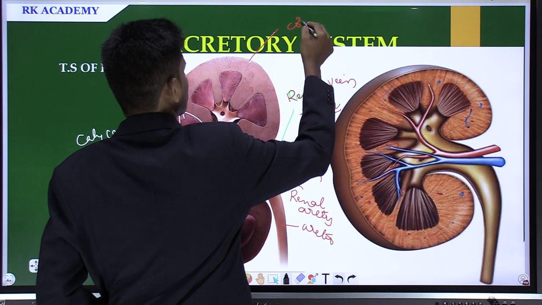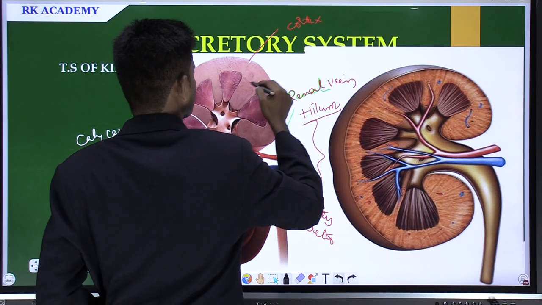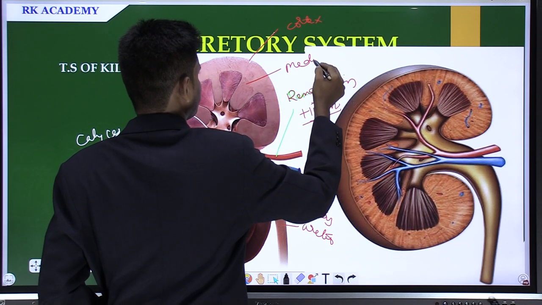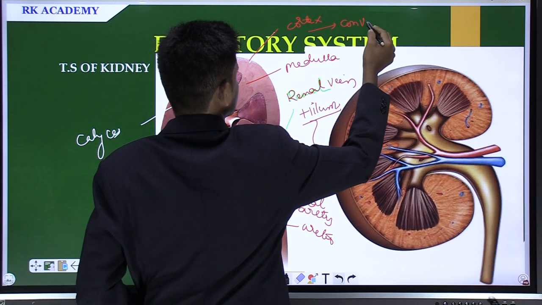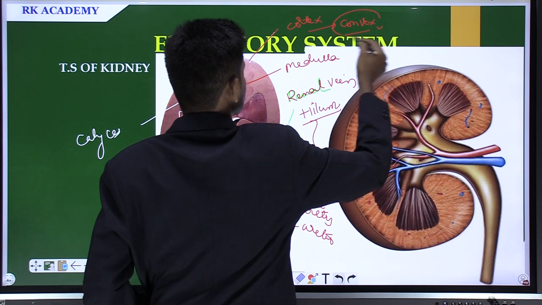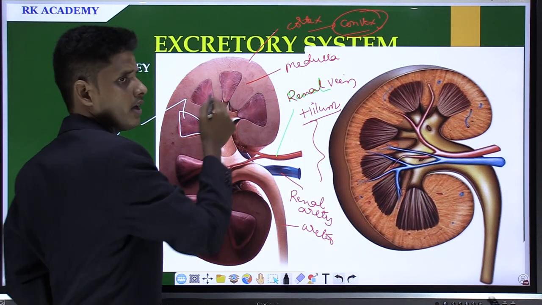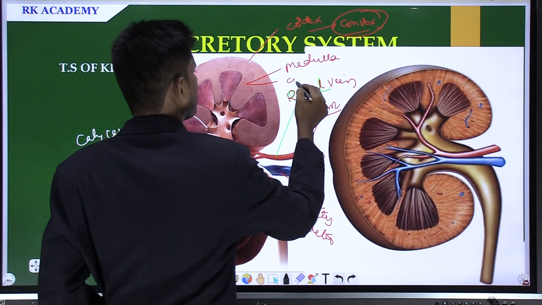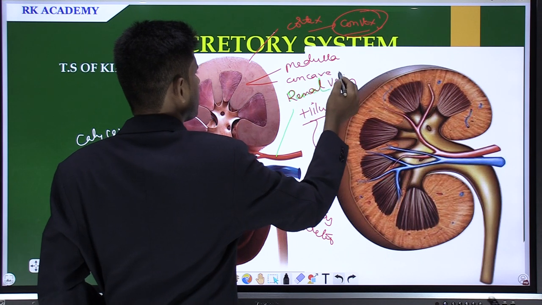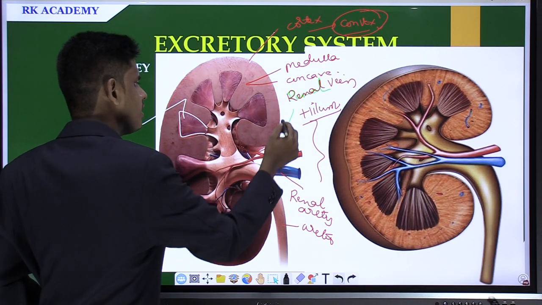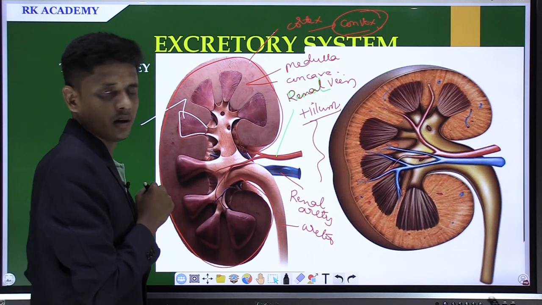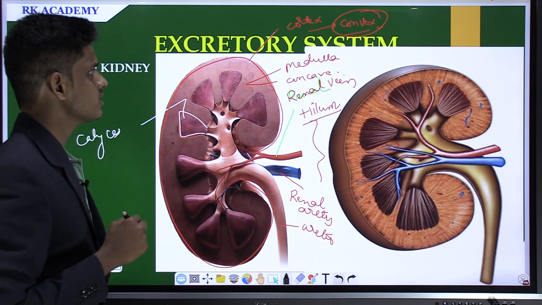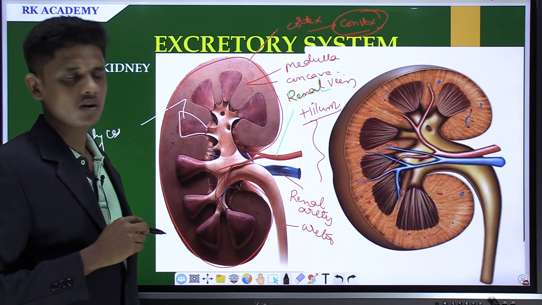The outer region of the kidney is called the cortex. The inner region of the kidney is called the medulla. The cortex is convex in shape, such that the outer region of the kidney is convex in nature. And the inner region of the kidney is concave in nature. The kidney is surrounded by two membranes. How many membranes? Two membranes.